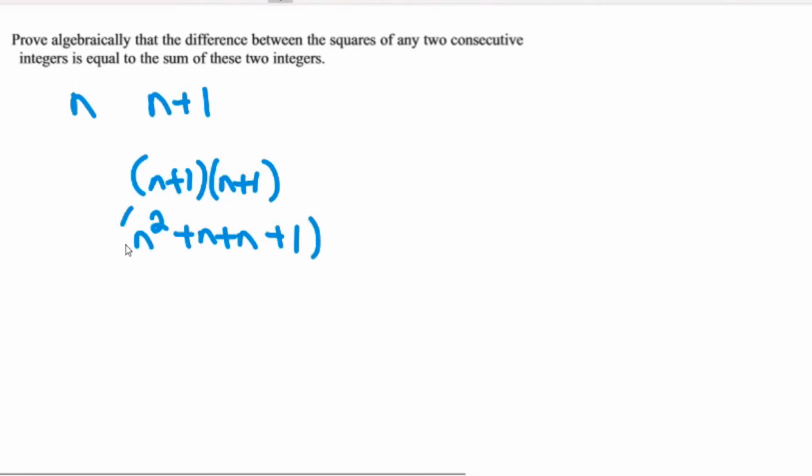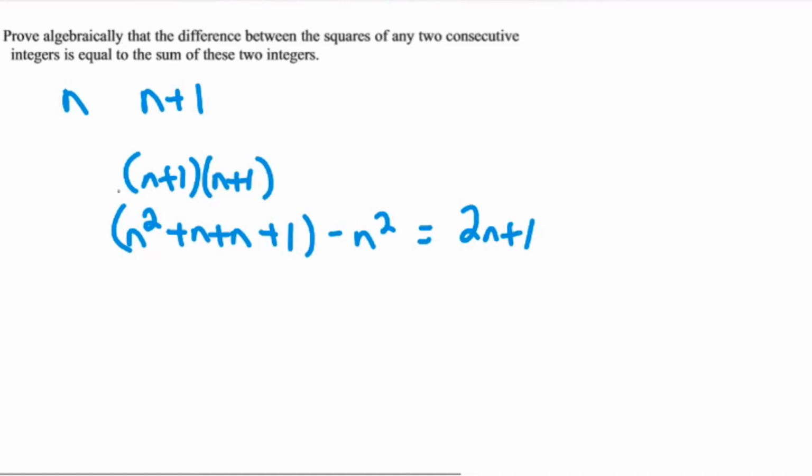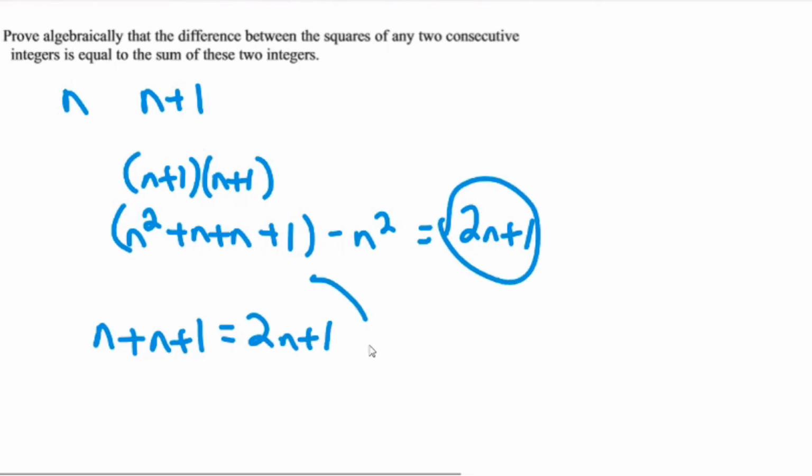So again, expanding the brackets, going to get you n squared plus n plus n plus 1. And then this is going to minus, well, n squared is just n squared. So we just take away n squared. That means the n squareds cancel, leaving you with just 2n plus 1. Okay, we have our difference of the squares, therefore. Let's now also work out what the sum of the two integers is. Simply adding these two together, you've got your n, add your n plus 1. That's going to give you 2n plus 1. Oh, look. They equal the same thing. You have proven the statement.